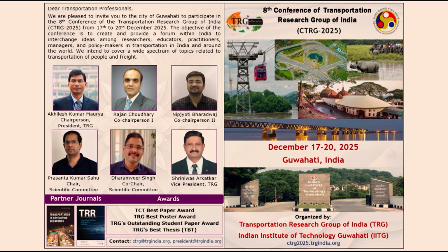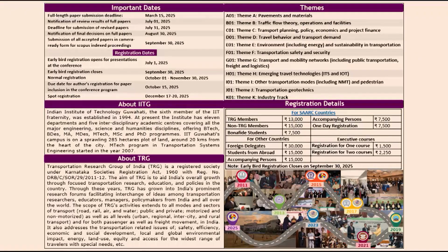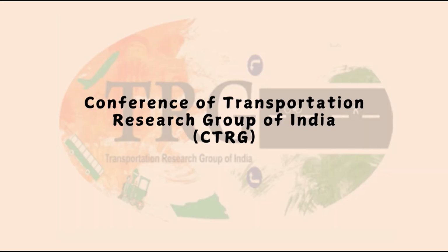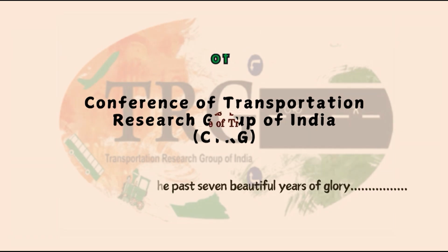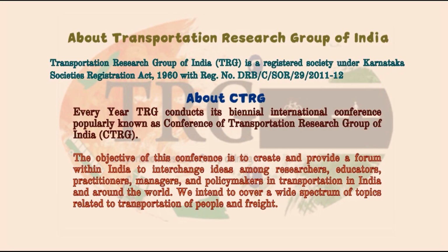And the selected papers will be published in 2 international journals. One is Transportation Research Record, another is Transportation in Developing Economies. These 2 journals are published by Springer, and both are SCI indexed. Okay, and these are other details. If some people are interested, this conference is organized by IIT Guwahati and the Transportation Research Group of India. So you can also join the Transportation Research Group of India. So this is about CTRG.